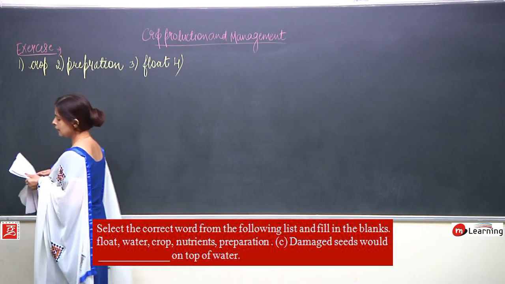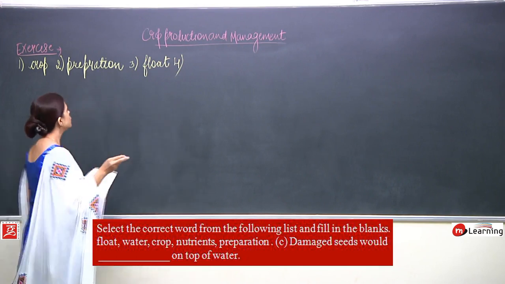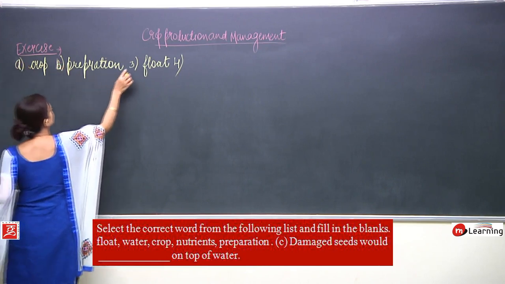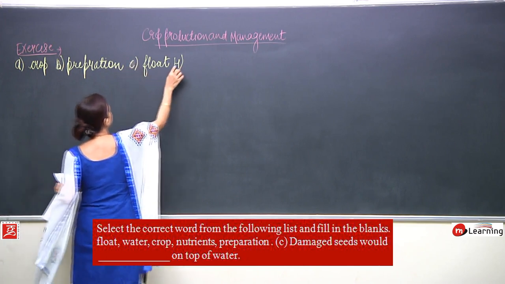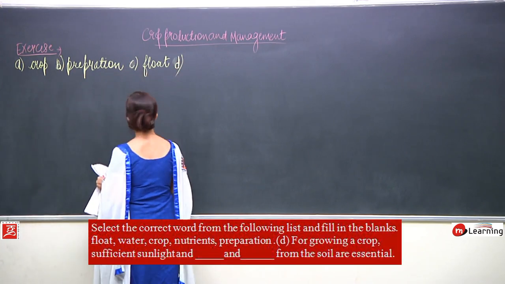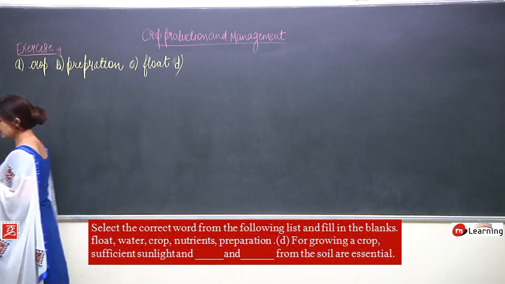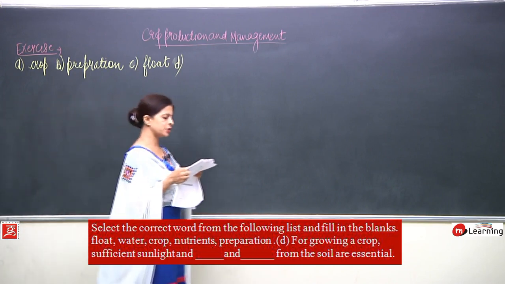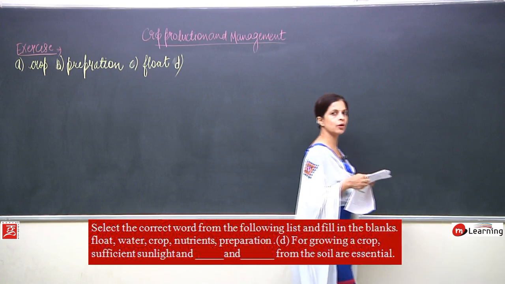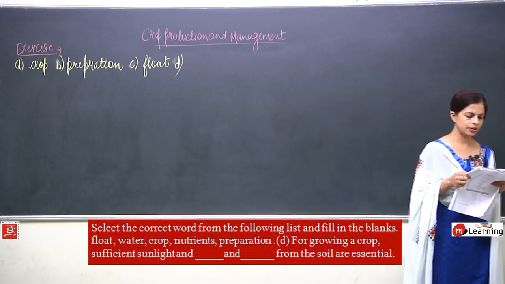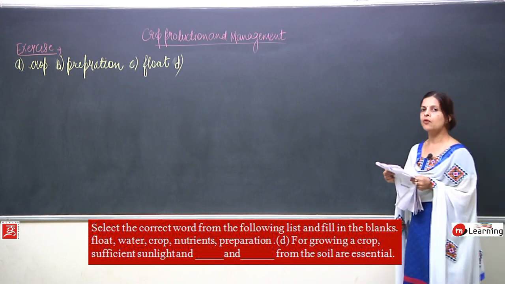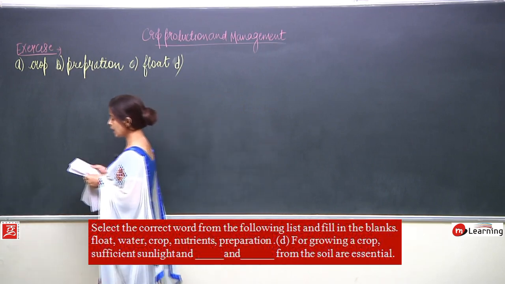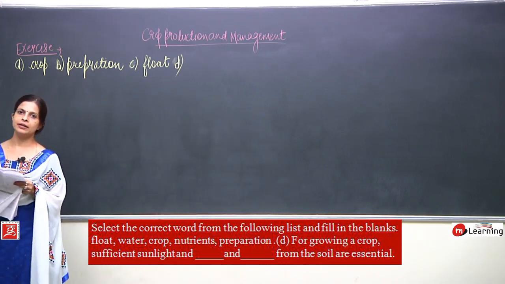Come to the fourth one. Actually it is A, B, C, D. Okay, I will just make it A, B, C, D. Now D is: for growing a crop, sufficient sunlight and dash from the soil are essential. I'll repeat the question: for growing a crop, sufficient sunlight and dash from the soil are essential.